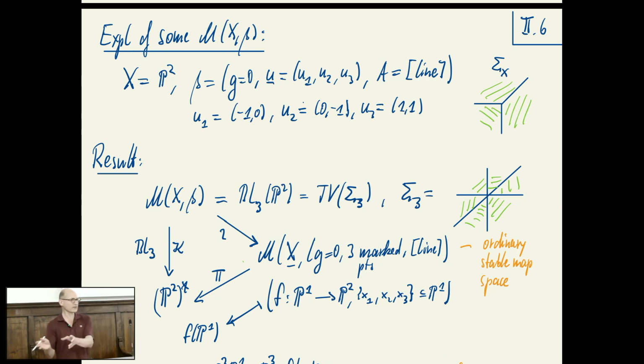You allow all stable log maps with a certain kind of fixed discrete data, genera and so on. Just as in ordinary Gromov-Witten theory, you would just fix the genus and the curve class, and maybe the number of marked points. The only difference now is you have contact orders at the marked points. Then you get a moduli space of finite type.